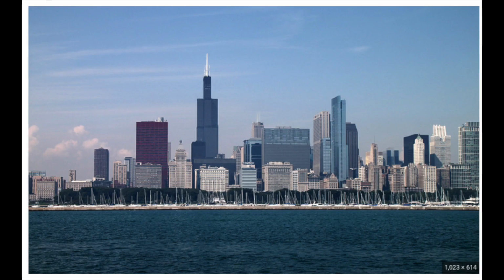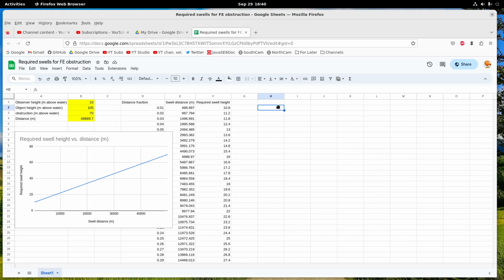So I thought I was going to build this very small, simple little spreadsheet. I'm going to make it available. Look at the description below for a link where you can get a copy.